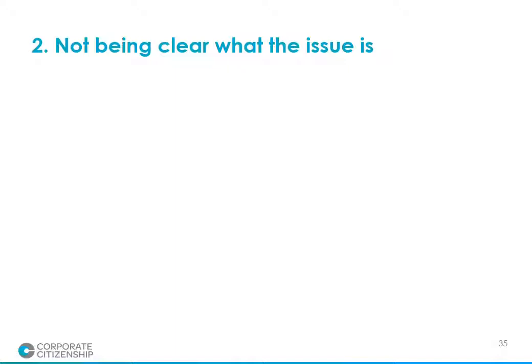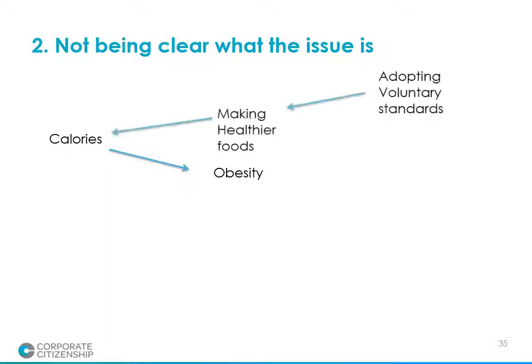So let's say you are a manufacturer of a food company, as we talked about earlier, and one of the key issues you have identified is obesity. The stakeholders you interview tell you that for them what's important is obesity, but actually it's about the calories you put into the food. But then when you talk to other stakeholders, they might tell you it's different. They tell you that it's actually about making foods healthier, and that involves you adopting voluntary standards.